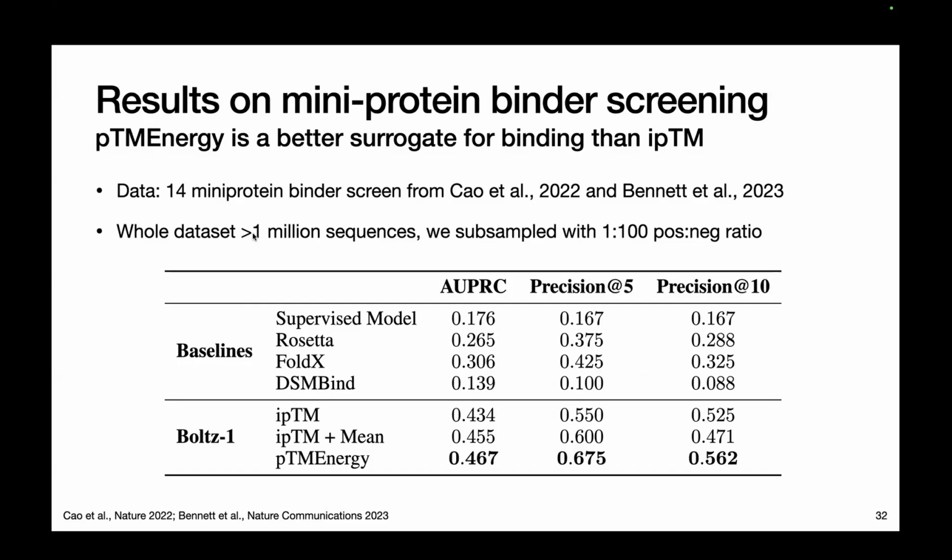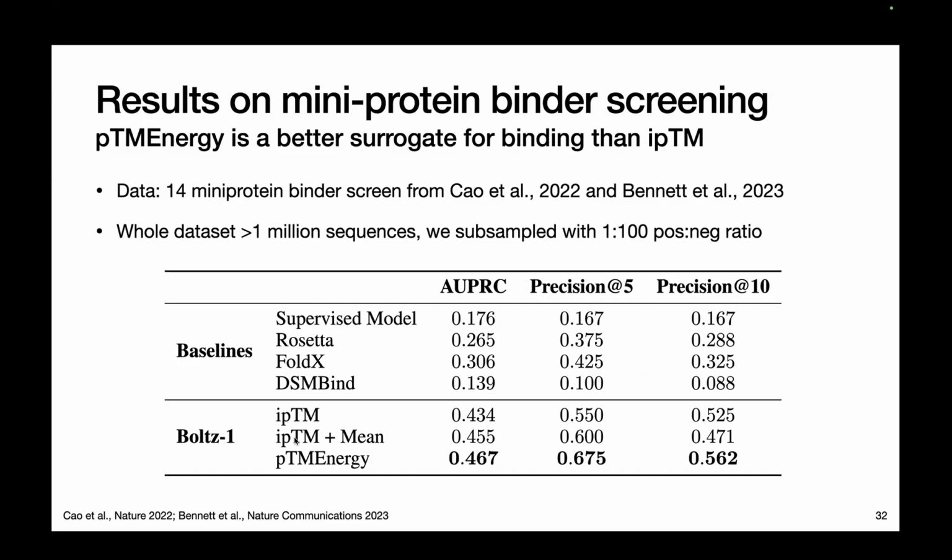For each target, there are 14 different targets. For each target, we downsample the data set to a 1 versus 100 positive-to-negative ratio, and we calculate their IPTM or PTM energy score to see what kind of in silico score is predictive and can distinguish binders from non-binders. And you can see from this table that the AUPRC of our model, PTM energy, actually performs better than IPTM.